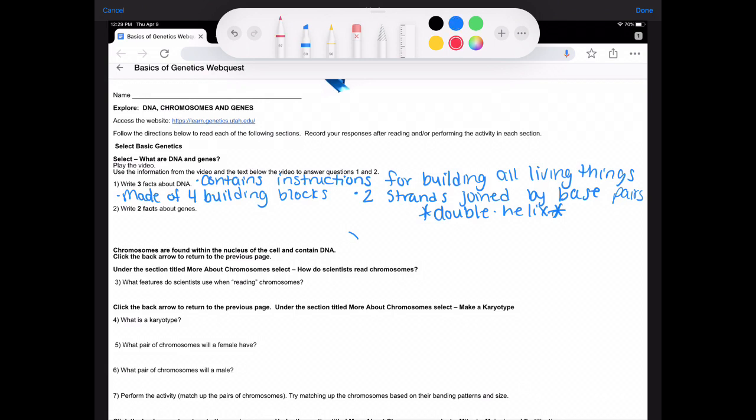2 facts about genes. Set of instructions. So these are instructions for building proteins. And there's something called a genome. This is just your whole set of genes. And genes make each person unique.